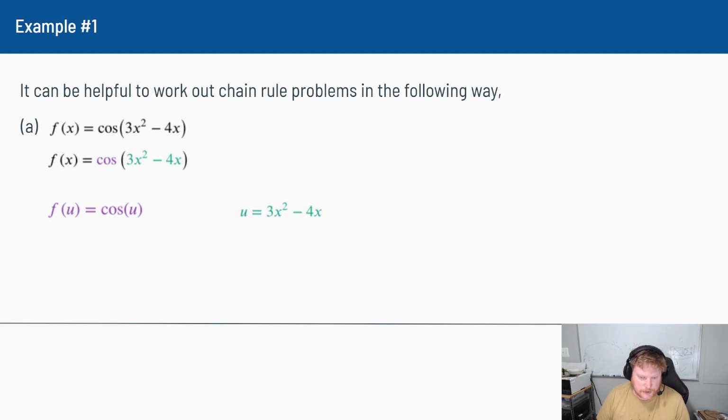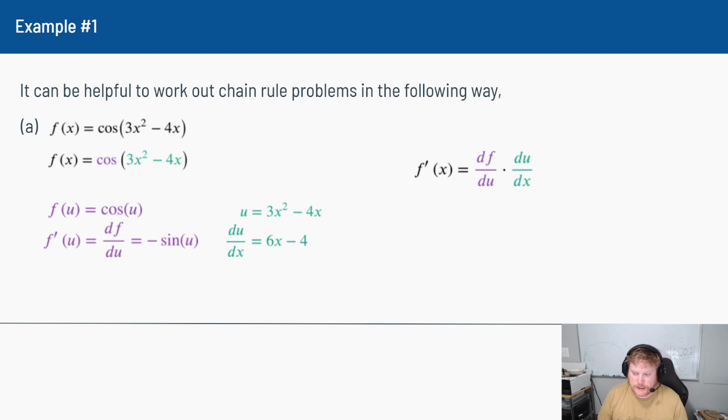So we will differentiate the outer function and get the derivative of f with respect to u, or df du, is equal to negative sine u, and then differentiate the inner function as well. Now notice, ultimately what I want is the derivative of f with respect to x, which would be df dx. So by multiplying df du by du dx, the du's cancel, and I'm left with df dx. So multiplying those two pieces together and then substituting back in what I had set u as, I obtain my final answer. Okay? So my final answer should always be in terms of x, never in terms of u.